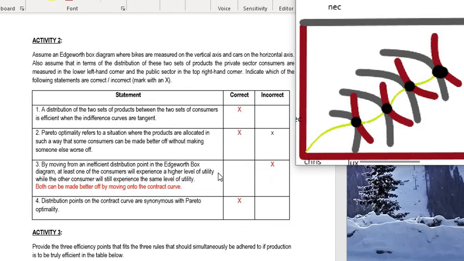And then distribution points on the contract curve are also synonymous with Pareto optimality.